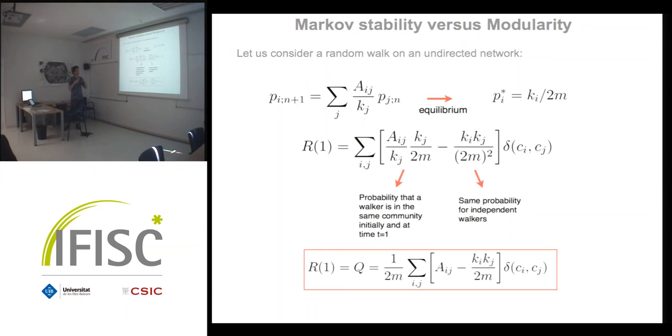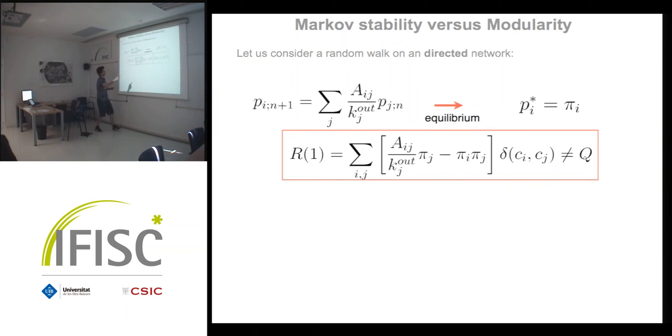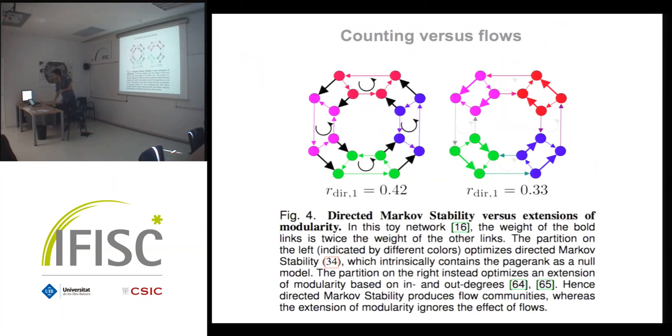Here we don't think about counting edges, we think about following walkers. Because of that, you can see these global properties appearing in the definition, and that can have a strong impact. For instance, if you look at a graph like this one, you have some sort of cycles around, and you have strong links that go between these cycles.